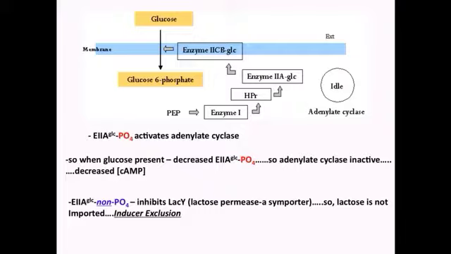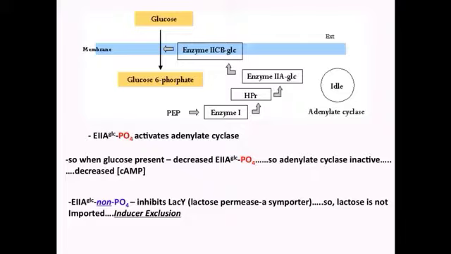So enzyme 2A phosphate, I'm getting a little bit ahead of myself. So this form, in the unphosphorylated form, does something really important in terms of preventing the bacterium from utilizing lactose. The non-phosphorylated form of E2A glucose accomplishes something known as inducer exclusion. That term is very descriptive. It's actually excluding lactose from the cell.